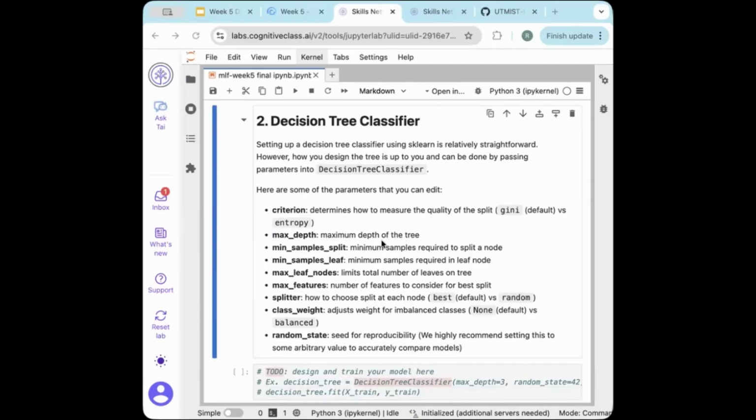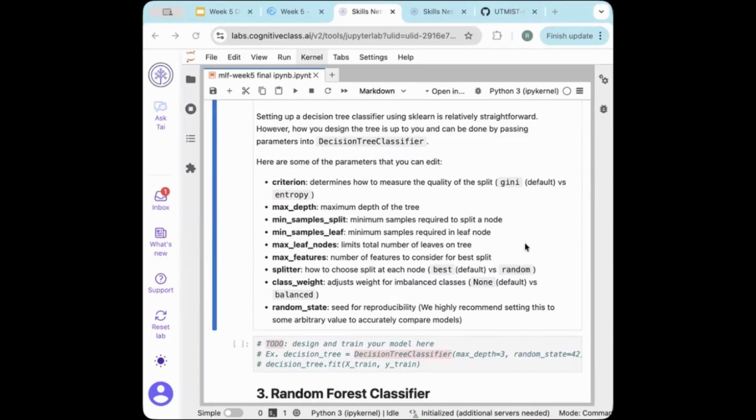So setting up a decision tree classifier using sklearn is relatively straightforward. However, how you design the tree is up to you and can be done by passing parameters into the decision tree classifier. The decision tree classifier is basically an interface function that we use to train the decision tree. We don't care how it is done in the background. All we know is the result is going to be the model that we get out of this training sample, and it's going to make all the decisions and all the operations of training a decision tree on its own.